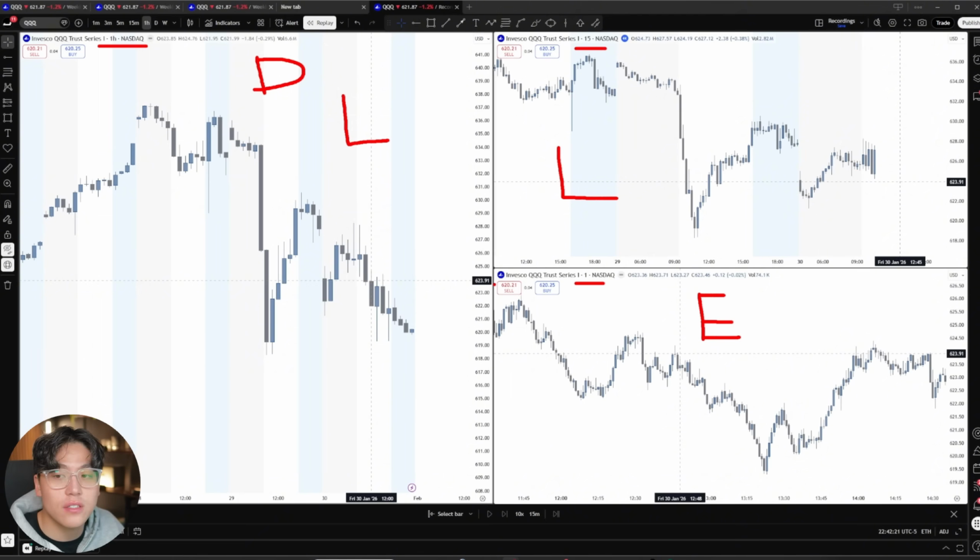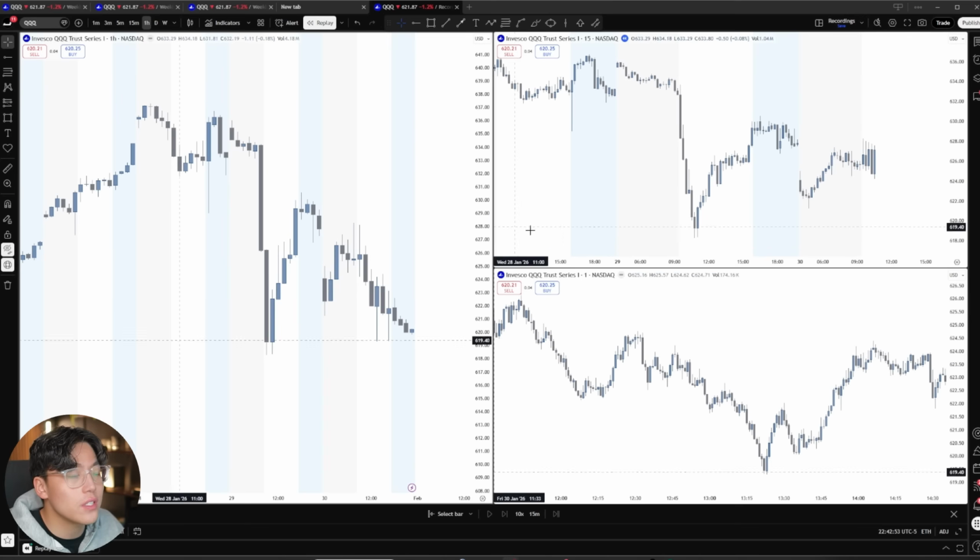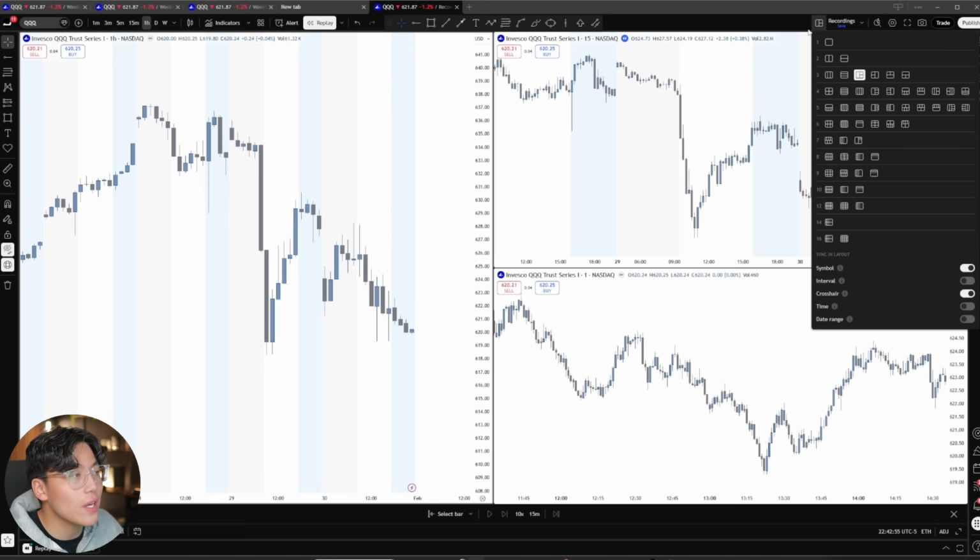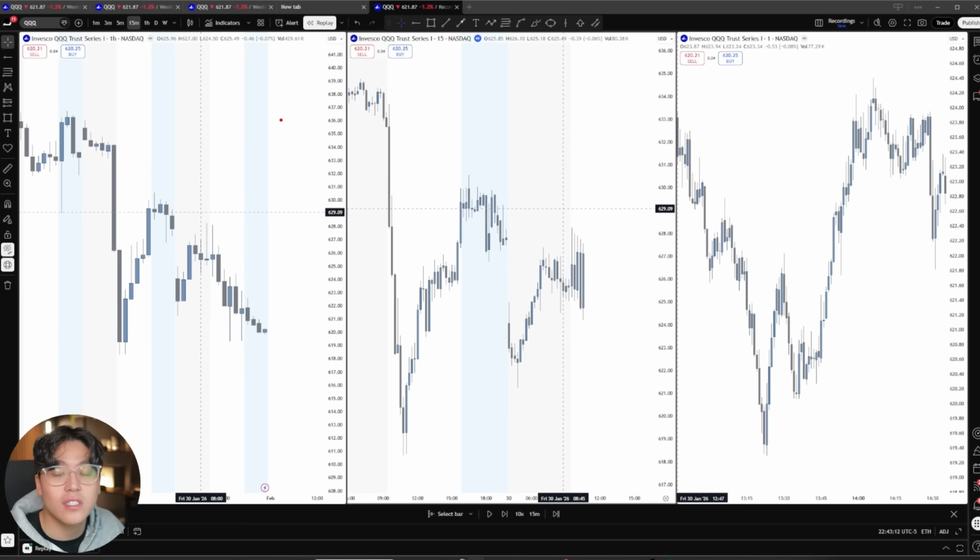So as I mentioned, this is a 3 chart layout. You can do this by going to the top right. If you click the layout section, you can choose 1 chart, a 2 chart layout, or a 3 chart layout. You can split this up into thirds if you like, having the direction, the location in the middle, and the execution.